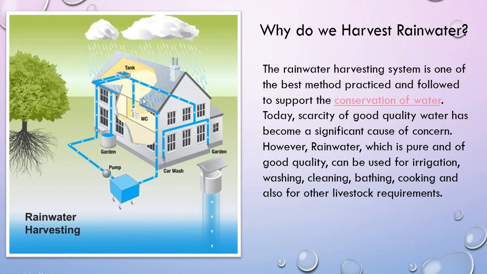Here the water is collected in a tank and goes to different areas. It is used for car wash, for the garden, and it is supplied to a pump and to the underground water, which it recharges. Once the underground water is recharged, it is taken out with the help of a pump and supplied inside the house, where it is used for drinking purposes and other uses. So this is how rainwater harvesting works.